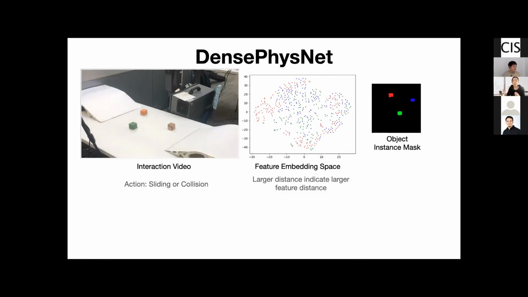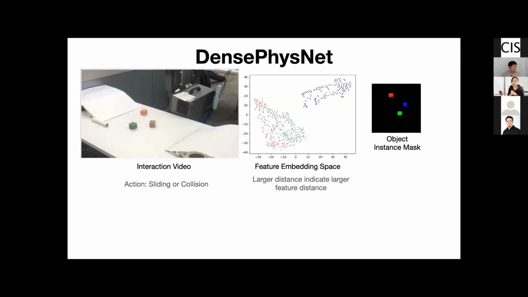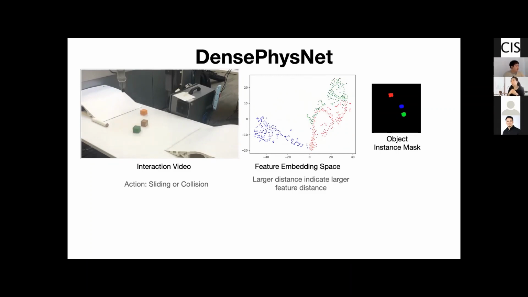However, after a few interaction steps, the feature vectors start to gradually separate in the embedding space, which indicates that they start to encode object physical attributes. So here, the robot, again, is using two types of interactions, sliding and collision.